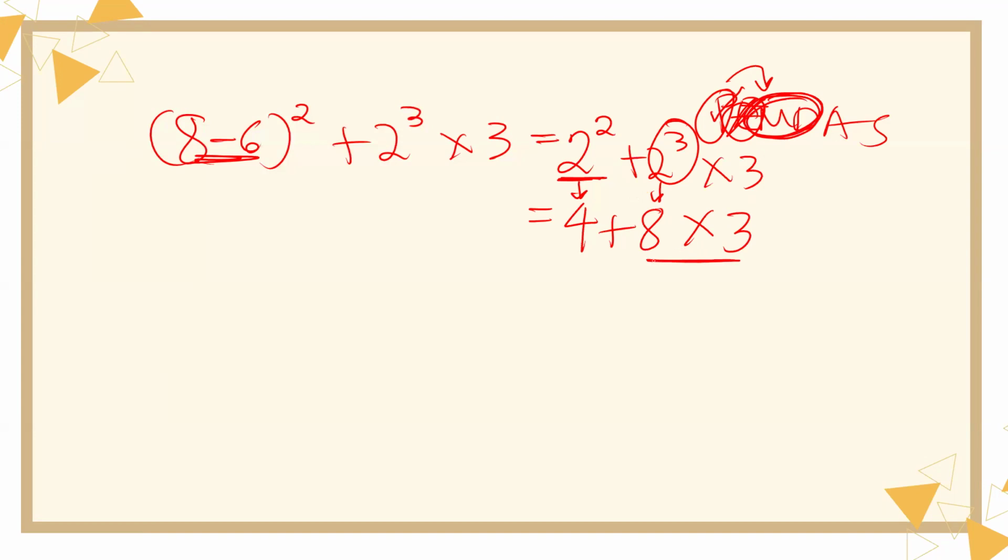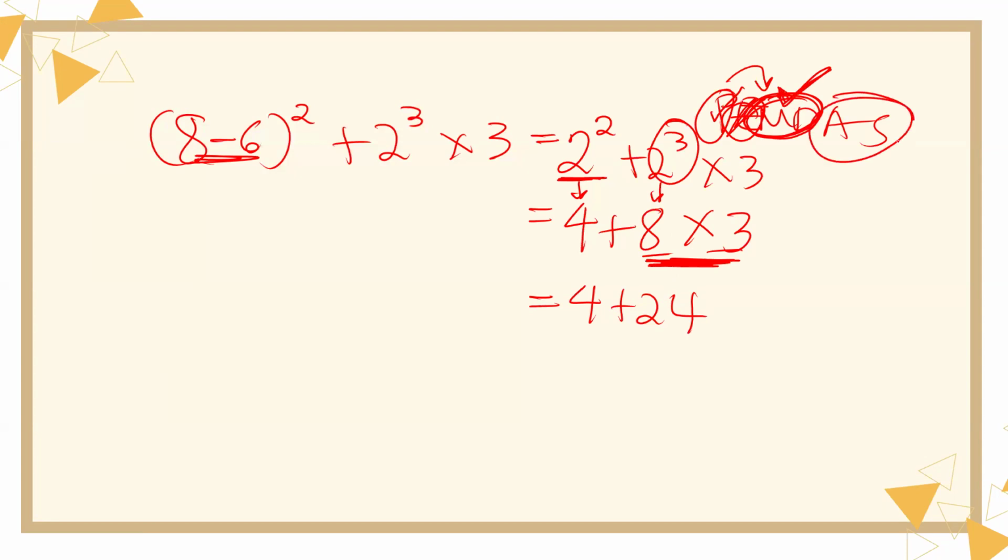Yes, we have a multiplication sign here. So we need to multiply the numbers first, the numbers 8 and 3 first. What's 8 times 3? 24, right? 4 plus 24. That's 8 times 3. So we did multiplication at this stage.